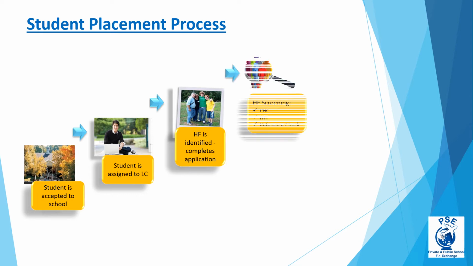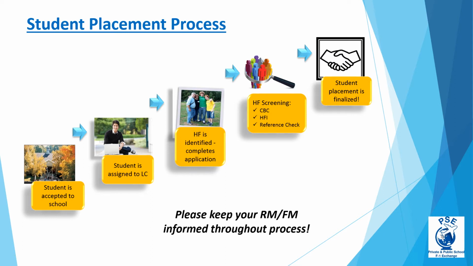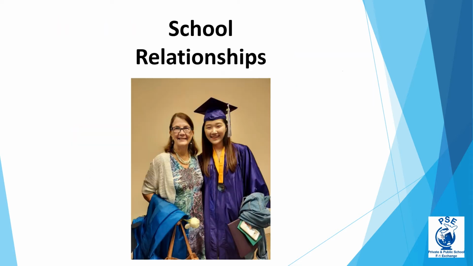The screening process includes a criminal background check, or CBC, on anyone 18 years and older living in the home, the host family in-home interview, and a reference check. Then, the student placement is finalized. The host family receives an email and is given access to the student application. The LC will receive a copy of the placement confirmation once the student is placed. Always remember to keep your regional or field manager informed throughout the process. Establishing and maintaining strong school relationships is one of the cornerstones of our program.